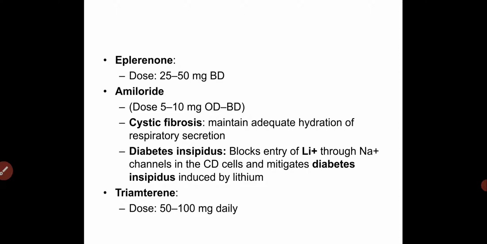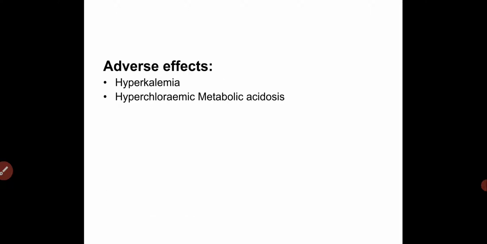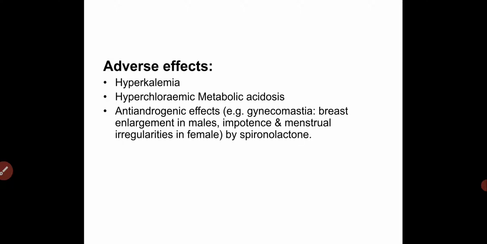Triamterene, the dose is 50 to 100 milligrams daily. Okay, then let's see the adverse effects. It is a potassium-sparing diuretic, so there is hyperkalemia. With loop diuretics and thiazides, there is hypokalemia. With the carbonic anhydrase inhibitor, there is hypokalemia, but here there is hyperkalemia. Also there is a hyperchloremic metabolic acidosis.